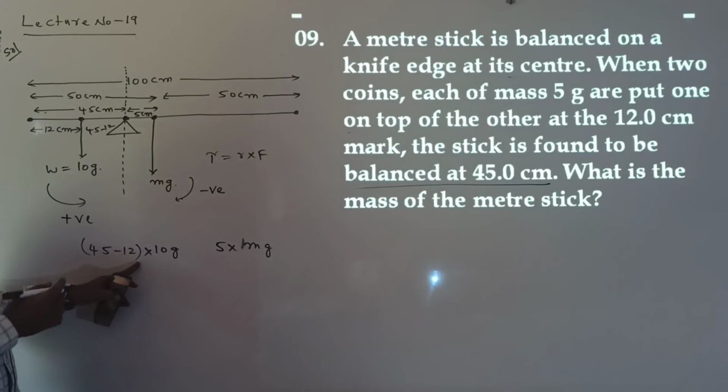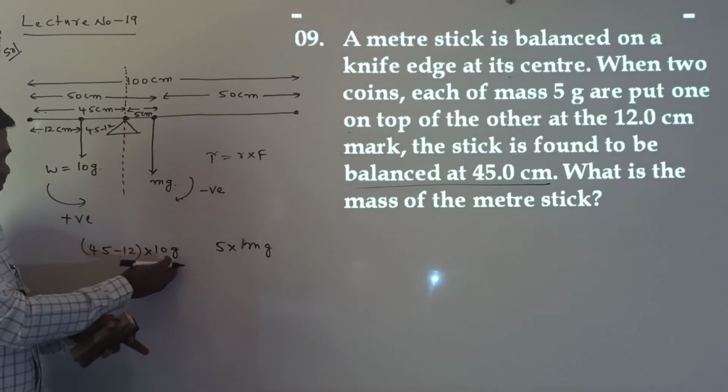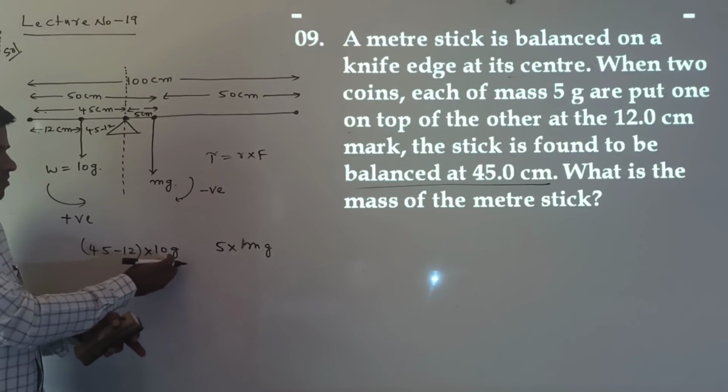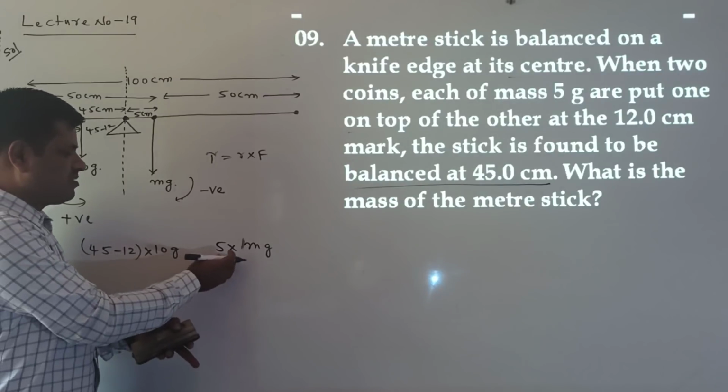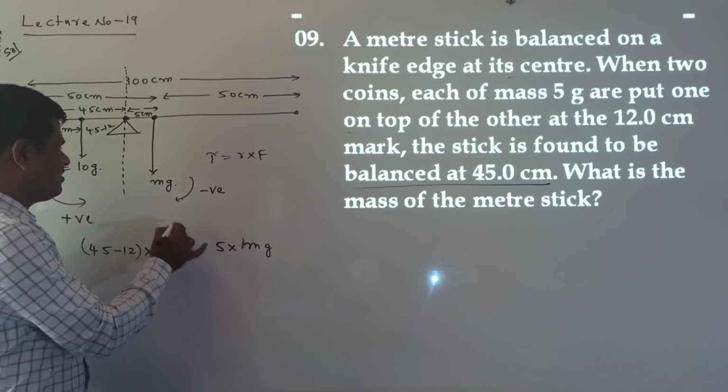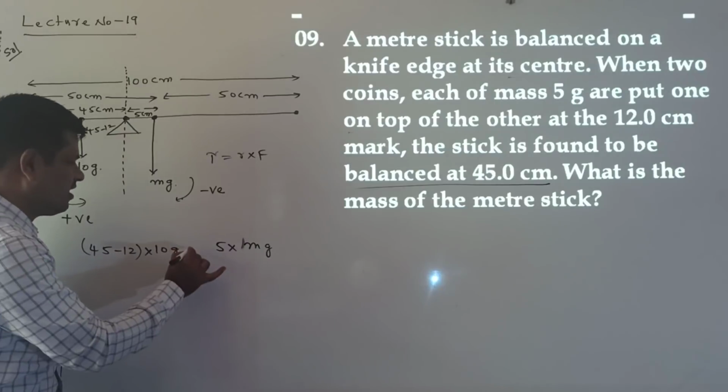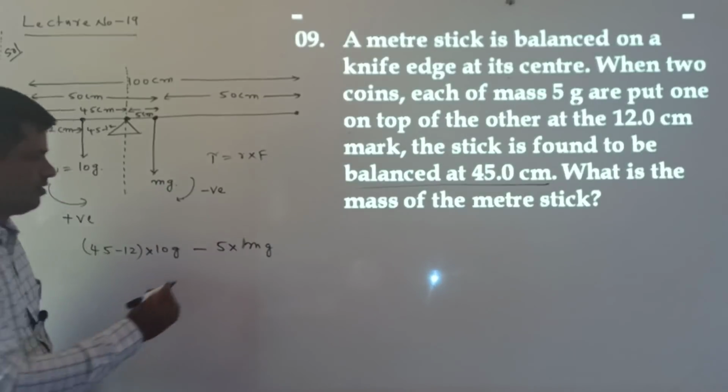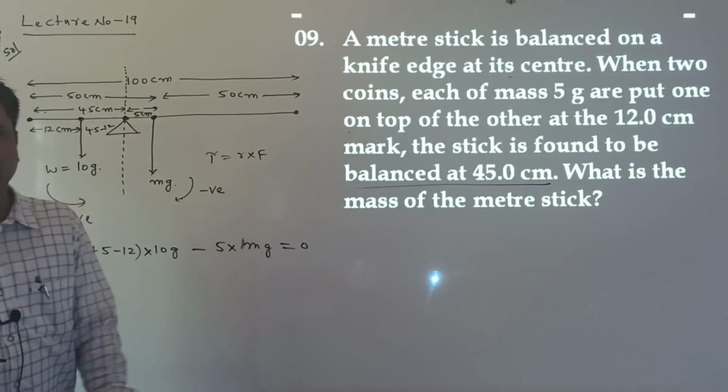Torque is equal to R into F. F means the weight 10g, and this torque is 5 into mg. Total torque means this is positive and this is negative. 5 into mg is negative, and the total is equal to 0. Clear up to this one.